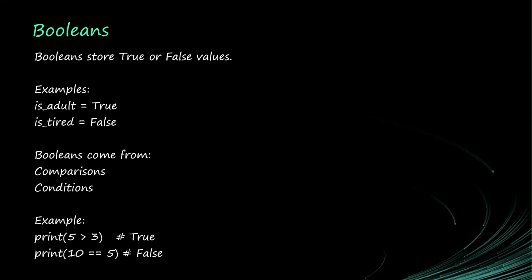Another comparison operator here is the double equal to. We are saying, is 10 equal to 5? 10 is not equal to 5, so the value will be false.